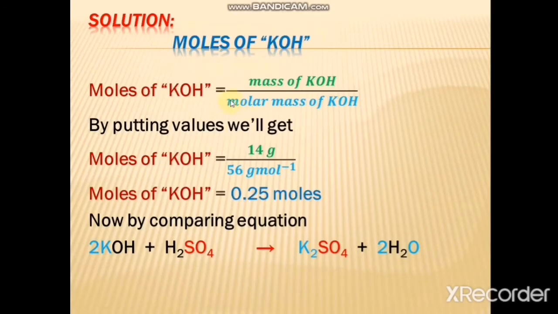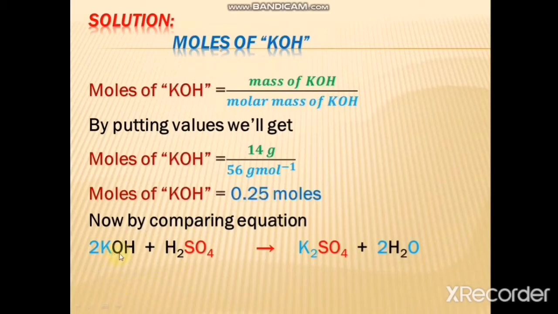So first of all, you can find the moles of potassium hydroxide using the equation: mass of potassium hydroxide divided by molar mass of potassium hydroxide. So moles will be 14 by 56, which is 1 by 4, which is 0.25 moles. So the moles of potassium hydroxide you are using in this reaction are 0.25 moles.